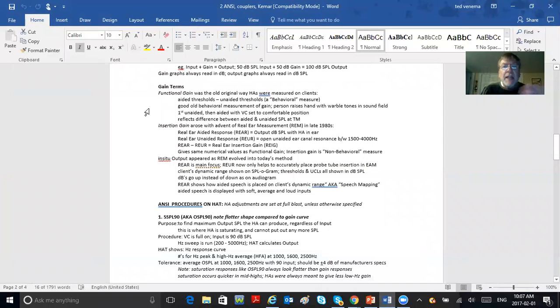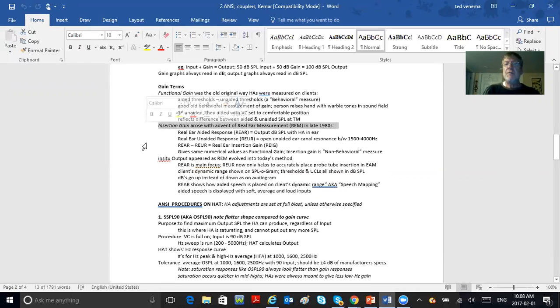Functional gain. Aided thresholds minus unaided thresholds. A behavioral measure. See that in gray? Good old behavioral measurement because the person raises his hand with the headphones on, and he also raises his hand to the warble tones coming out of the speaker. And when you're measuring sound coming out of a speaker and the guy's sitting in front of that speaker, you call that a sound field. First unaided under headphones, then aided with the volume control set to a comfortable position. It reflects the difference between aided and unaided SPL at the TM, at the eardrum.